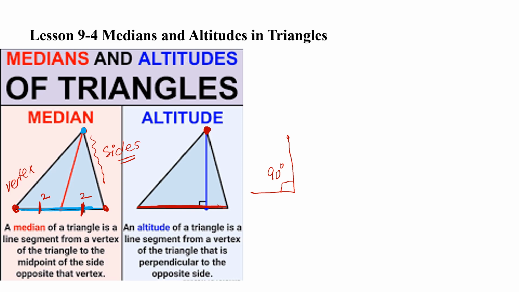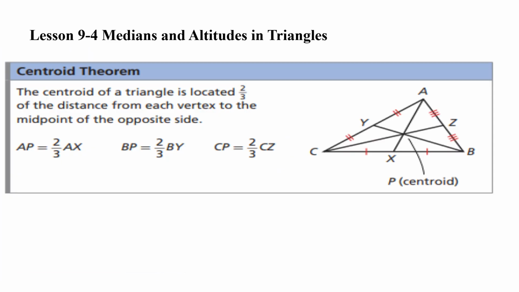Now an altitude can be dropped anywhere so that you can form a right triangle, but it doesn't mean that it cuts the side into two equal parts. No, only the median, when a line is dropped from the vertex, cuts the opposite side into two equal parts. Okay, so now let's understand the centroid theorem.